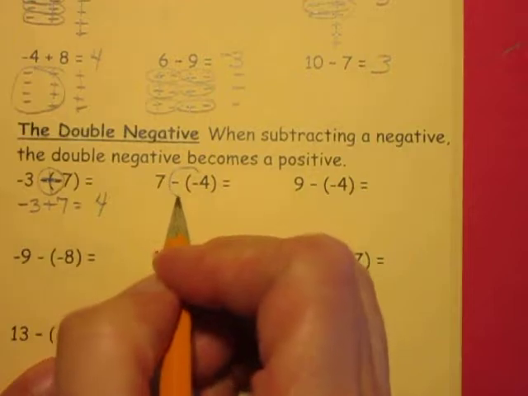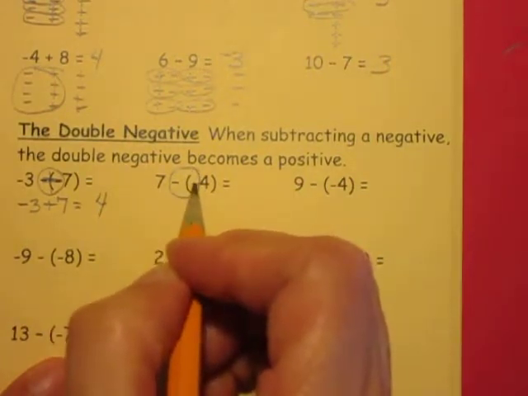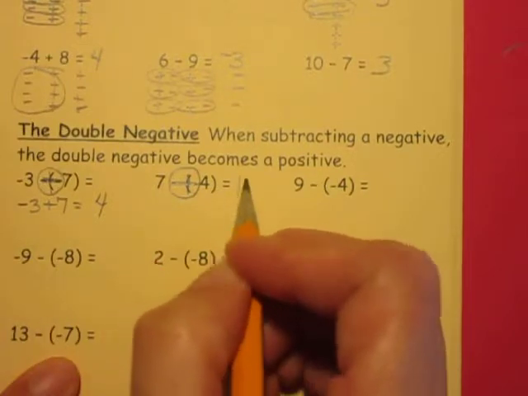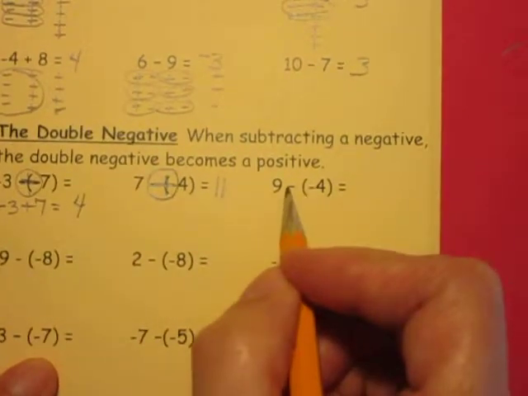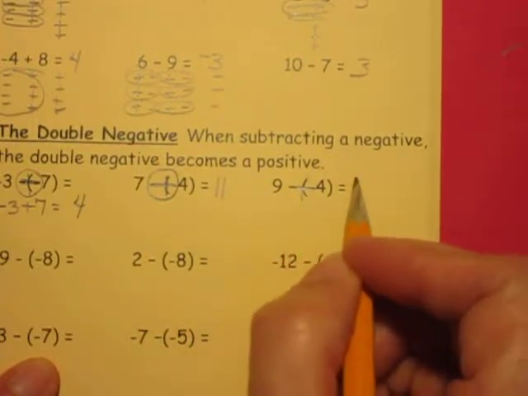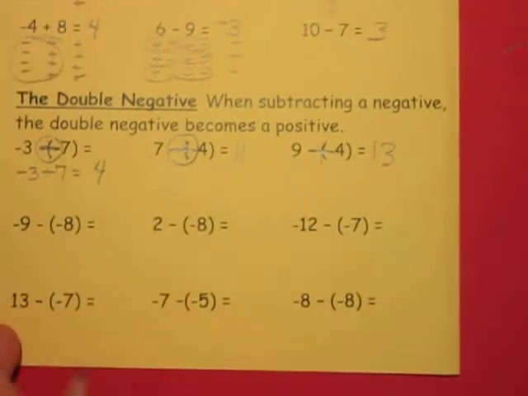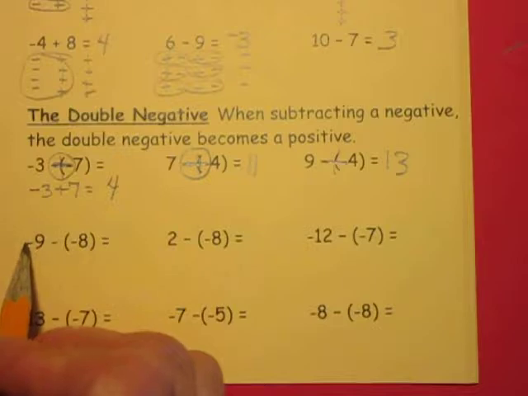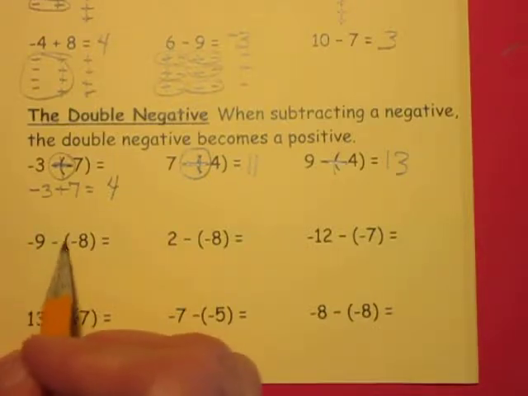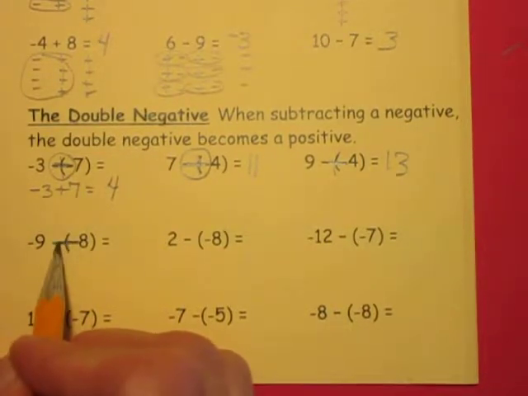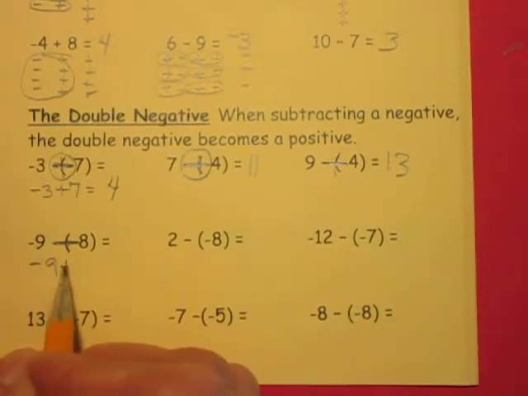Okay, so here I have 7 minus a negative 4. That actually becomes plus, so I'm saying 7 plus 4 gives me 11. Same kind of thing goes on here. 9 minus a negative 4, that becomes plus, gives us 13. Here we've got a negative 9 minus a negative 7. This negative has nothing to do with this negative with the 9. That has nothing to do with the double negative rule. It's these 2 negatives where we're subtracting an already negative number. They become positive. So now it's actually negative 9 plus 8.